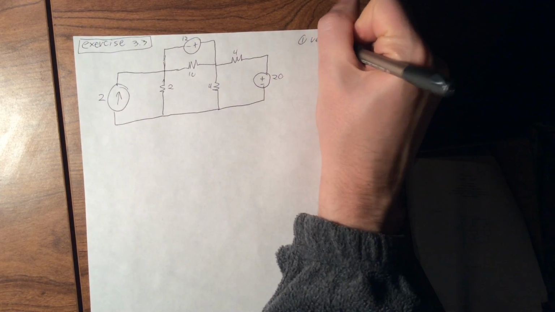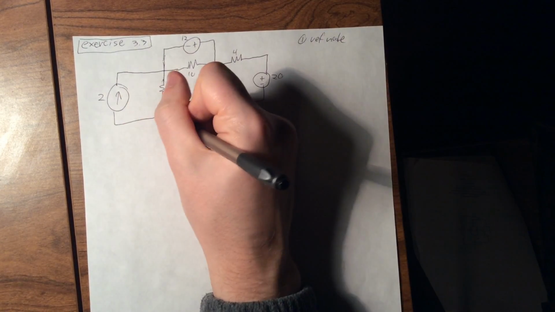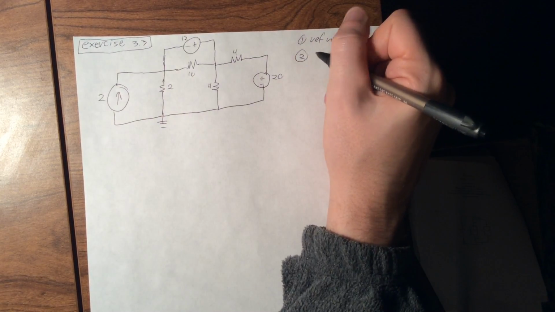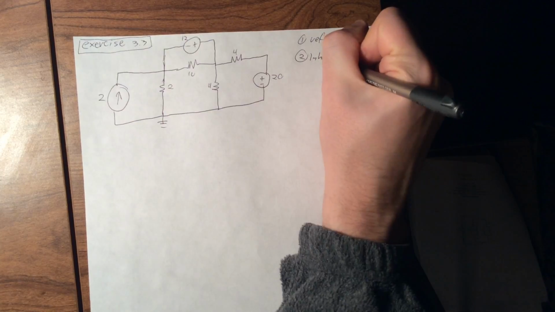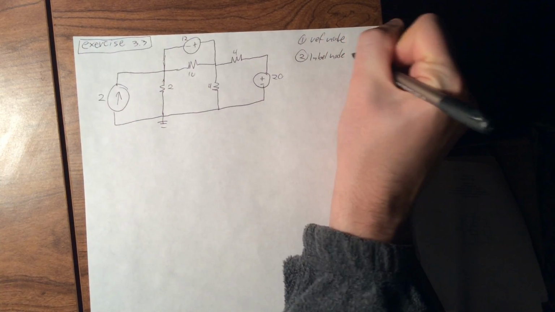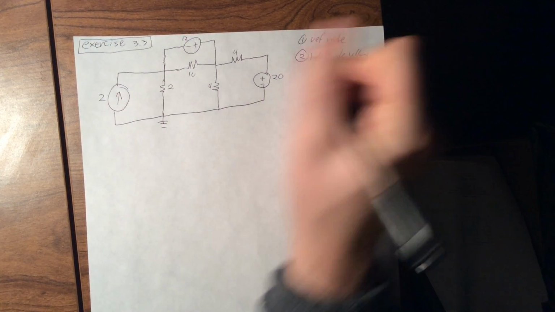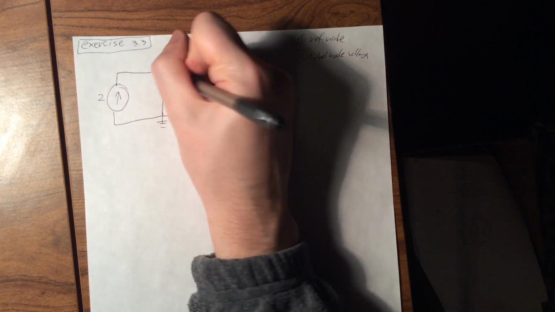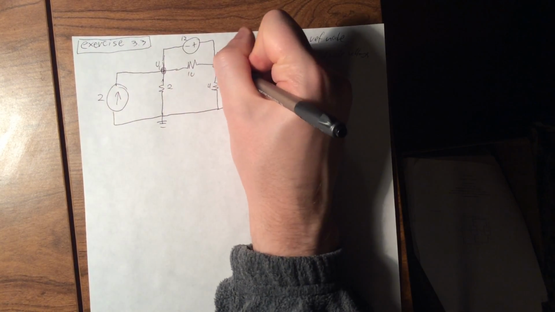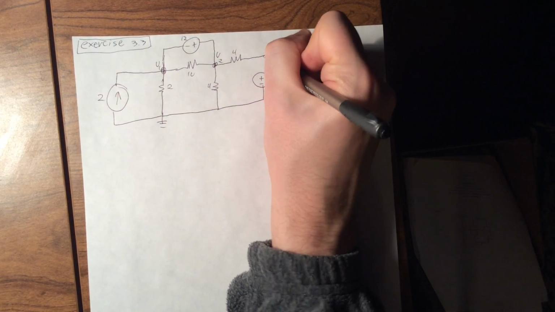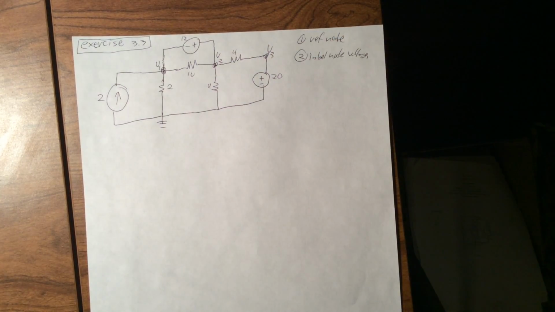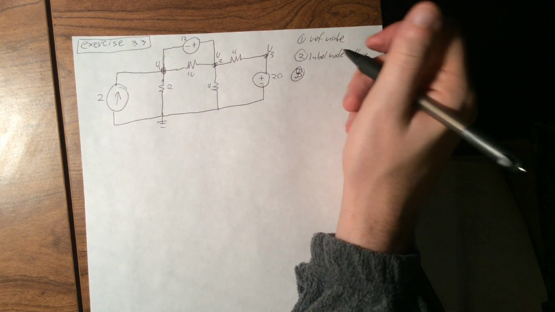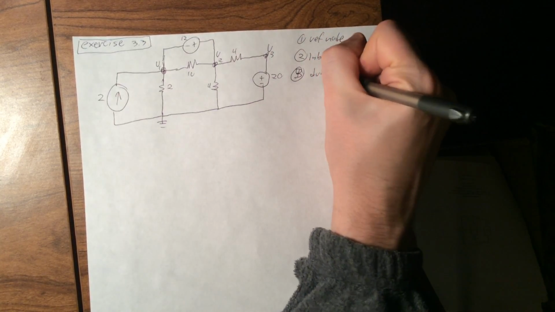1, ref node. We come down here, make that. 2, label node voltages. So what do we got for this one? We're going to get a V1, we're going to get a V2, and we're going to get a V3. Those are our 3 voltages. 3, we're going to draw currents.